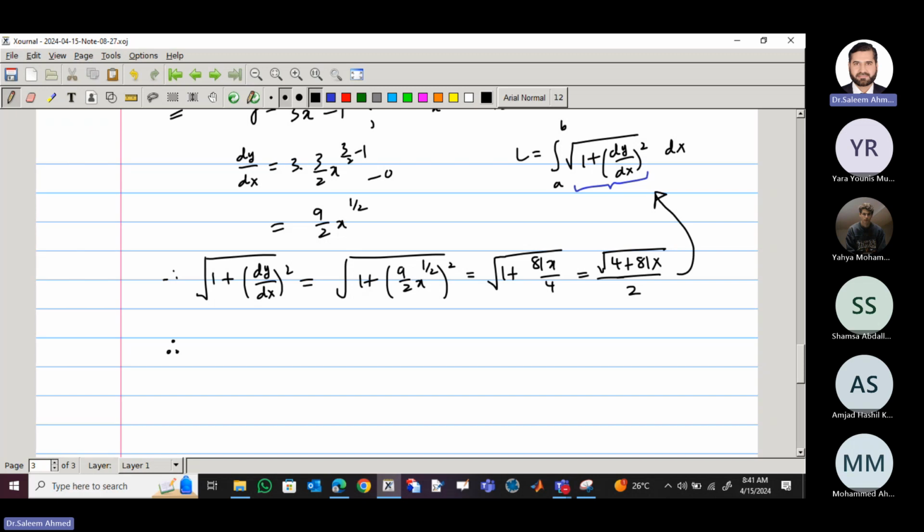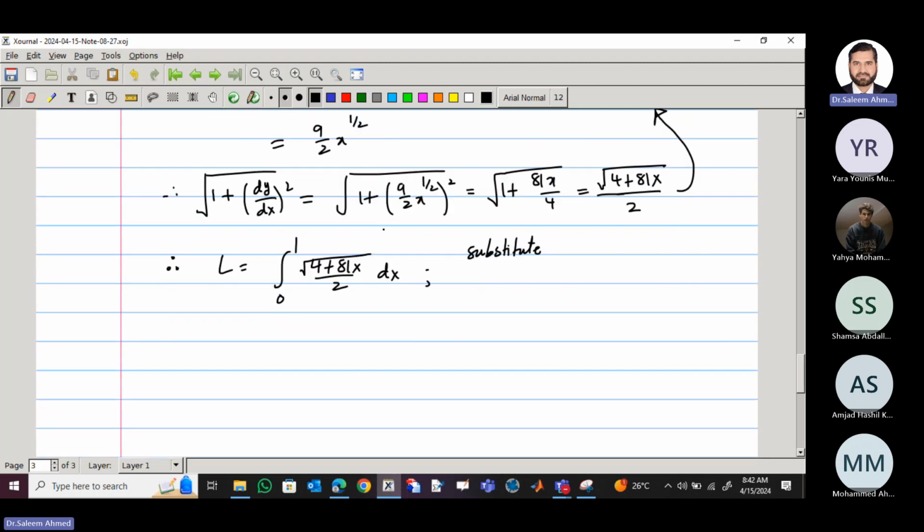So therefore, my L is, x from 0 to 1, and I just found the value of this. So it is square root of 4 plus 81x, by 2, dx. Again, we use a substitution here. This is what I was saying, that you can simplify this outside the integral first, and then just plug in the answer. It's your choice. In the above example, we did everything inside the integral. It's not necessary that you do it inside or outside.